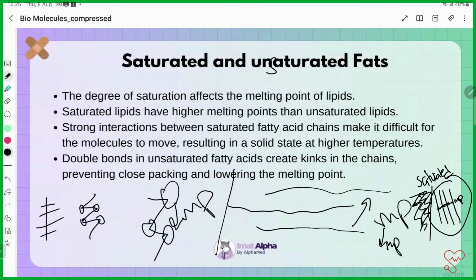So the more saturated, the stronger. High saturation, high strength, of course the strength of the molecular bonds between them.